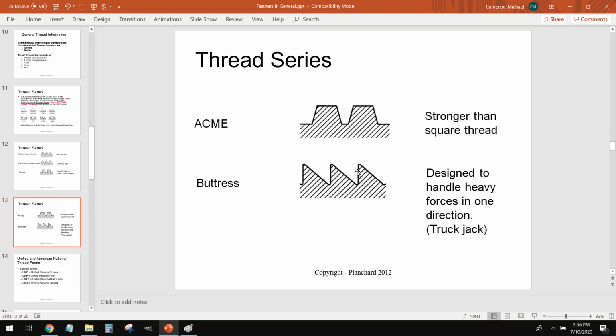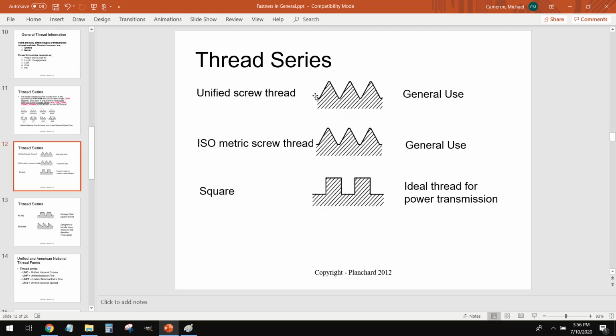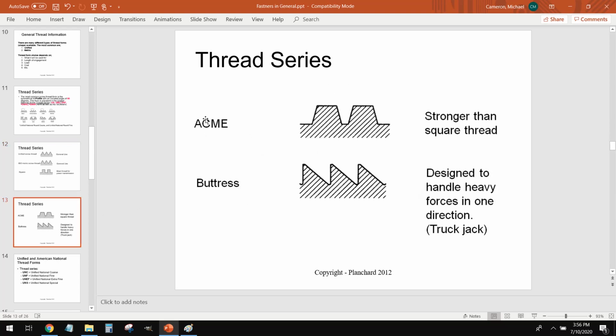And then we have buttress threads. So think of these kind of like Acme threads, except they only work in one direction. The Acme thread is designed to handle load in both directions. The buttress thread is designed to only handle it in one direction. So we use this on stuff like truck jacks and automotive lifts and stuff like that, where you're only supporting load in one direction. There are a whole slew of other threads like Whitworth threads and knuckle threads, but the main ones are going to be UNC, Unified National, Isometric, Square, and Acme.